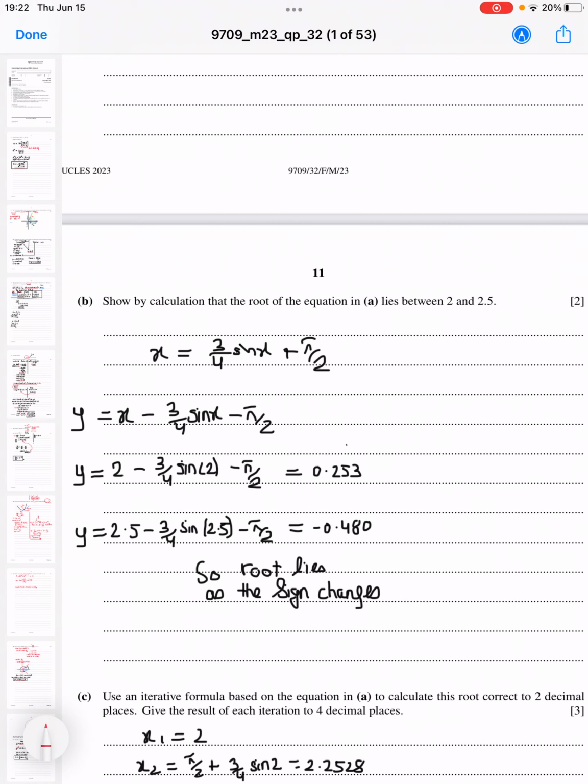It says to show by calculation that the root lies between 2 and 2.5. Take everything to one side. Like over here I have taken everything to one side: x minus 3 by 4 sine x minus pi by 2 equals 0, and replace 0 with a y, and then plug in the values. If the sign changes, that means the root lies here. The sign must change.